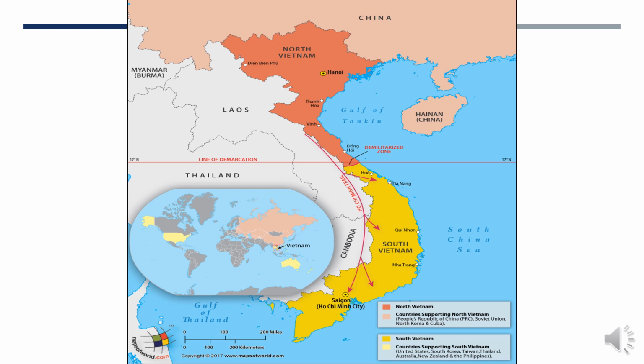So before we talk about the Vietnam War and how we got involved and what happened and whether or not we won the Vietnam War, let's actually look at where Vietnam is on the map. Now, if you look at this map, you're looking at the country of Vietnam. Vietnam is in Asia. That's the continent that the country Vietnam is located on.